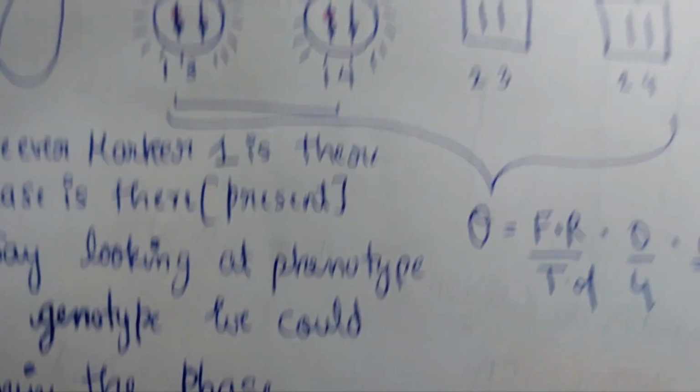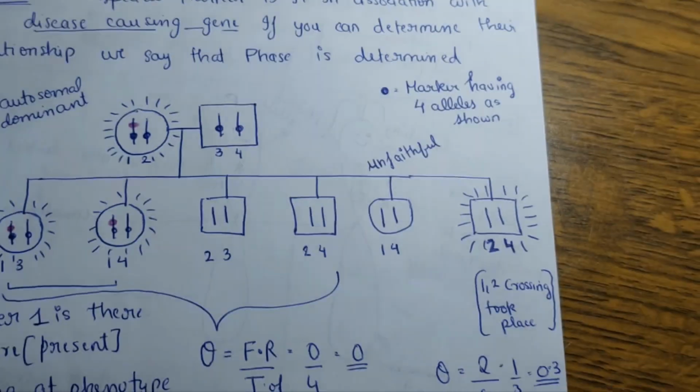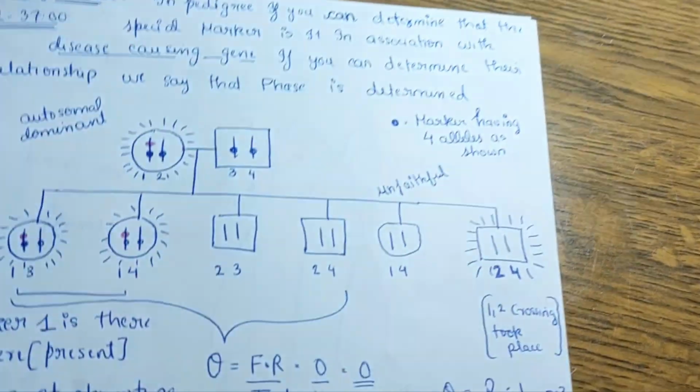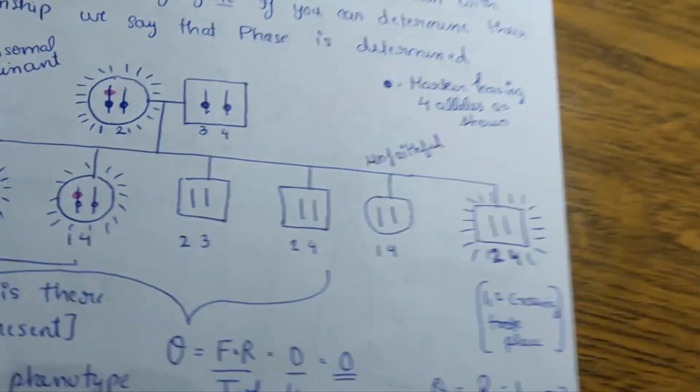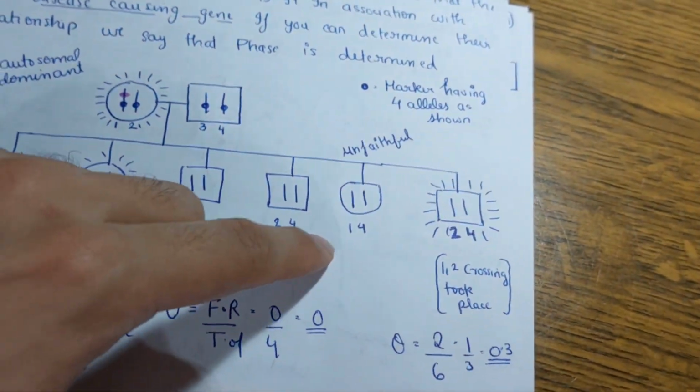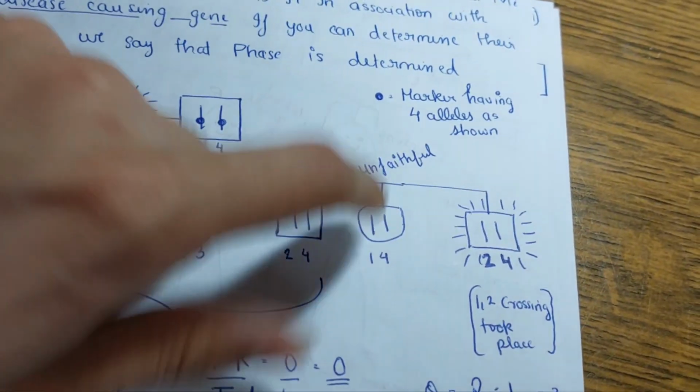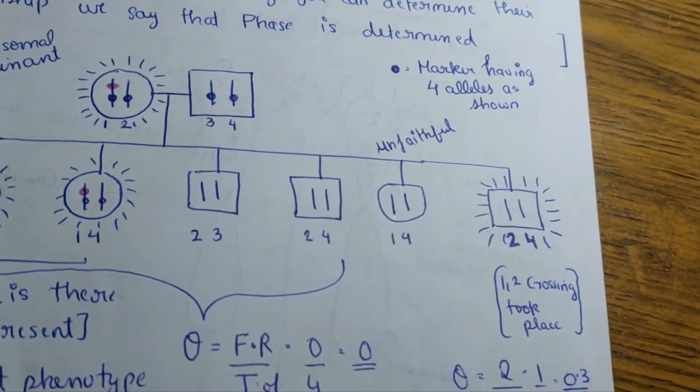But now if we add 2 more kids, and allele 1 of the marker was present but the disease was not present, that is very unusual.